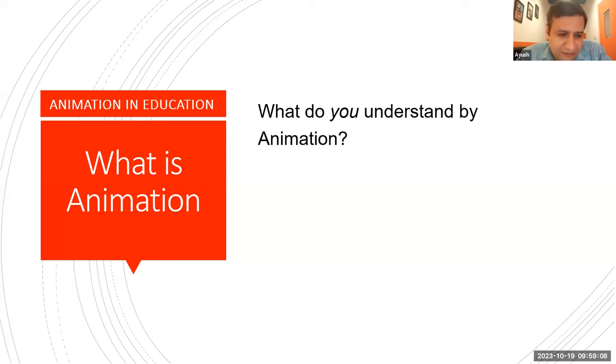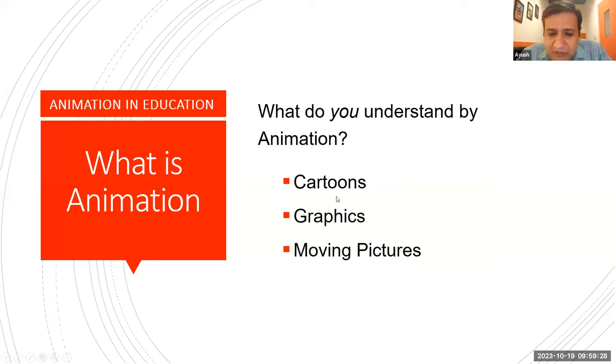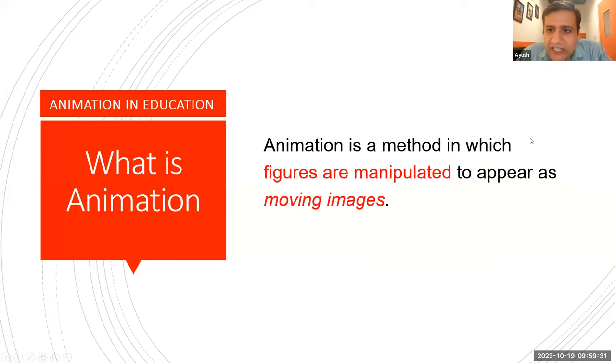Persistence of vision, good. So basically, what happens is, if we see what is animation, you might say it is about cartoons. Somebody is saying imagination coming through, picturizing the content. It's about graphics. It's about moving pictures. But what exactly is animation? So animation is a method in which figures are manipulated to appear as moving images. They are manipulated to appear as moving images. So, like I was asking, what exactly is moving?